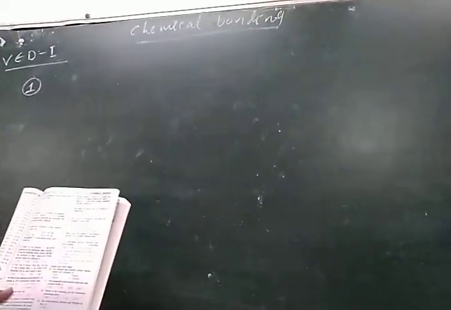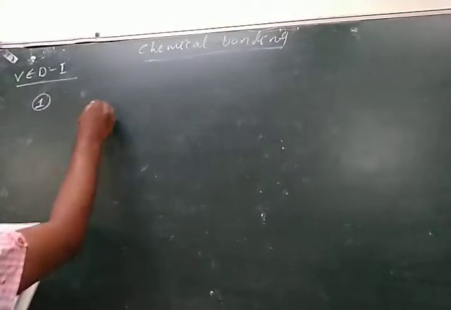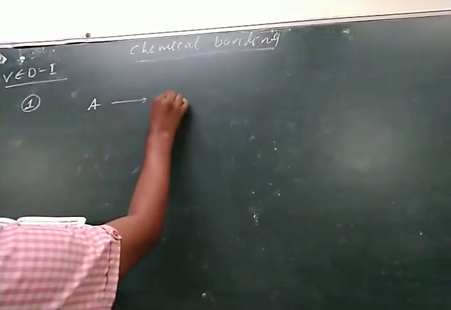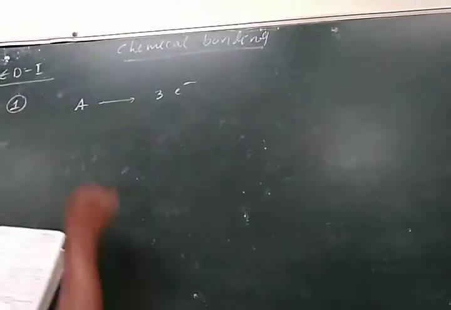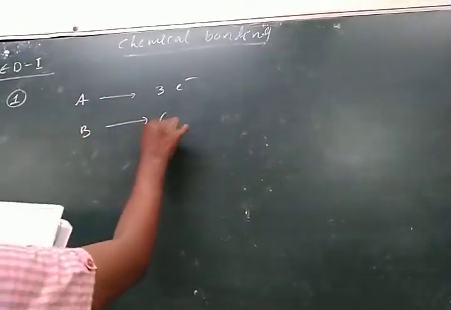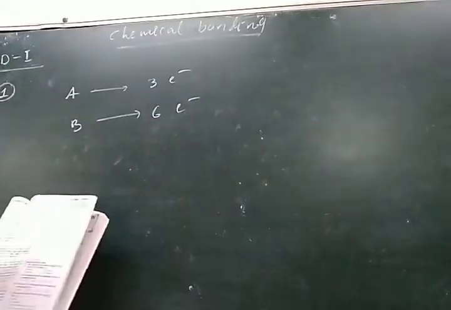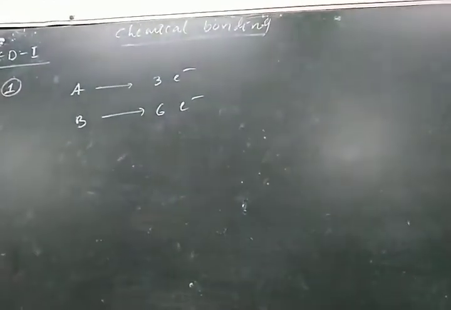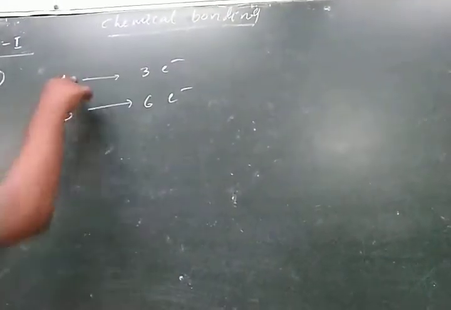An atom of an element A has 3 electrons in the outermost shell, and that of B has 6 valency electrons in the outermost shell. Then what is the formula of the compound formed when A and B react?